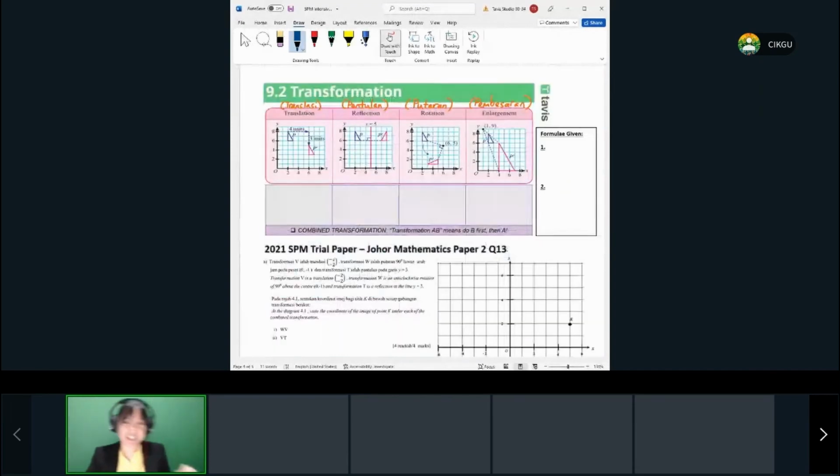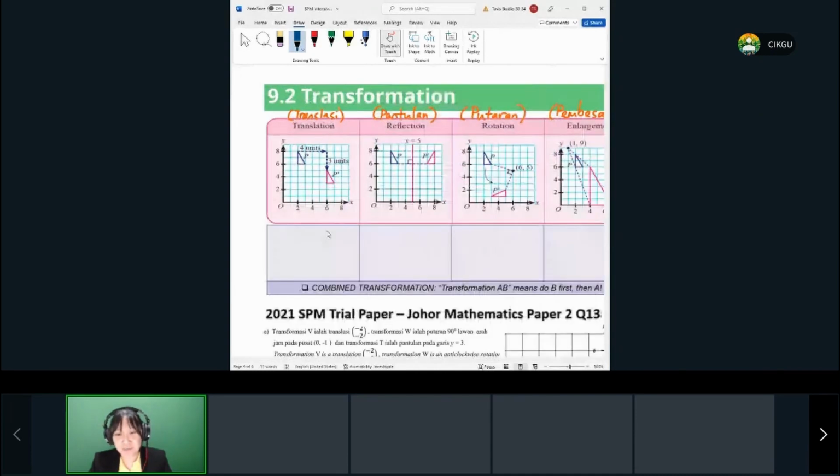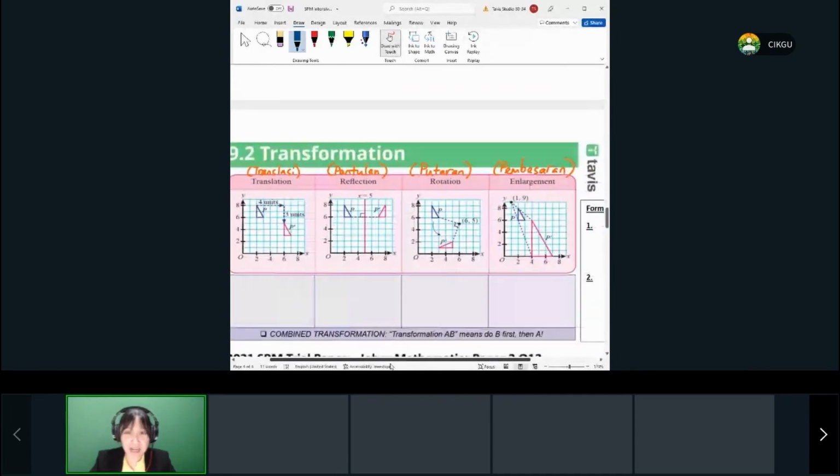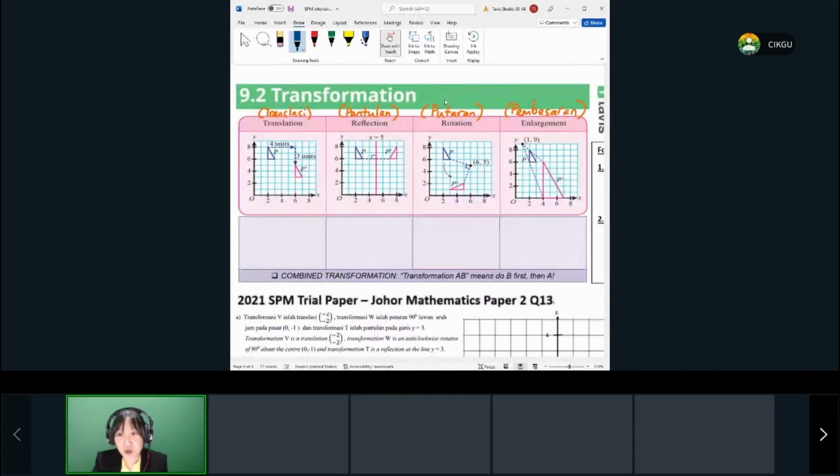Okay, switch gear. Okay, summarize. Transformation, only 4 types. Translation, reflection, rotation, enlargement. Only 4 types. What you need to know is how to get the marks when asked to explain. If they ever ask you to explain a translation, it is always a 2-mark question. Reflection also a 2-mark question. Rotation, 3 marks. Enlargement, 3 marks. Let's go through it one by one.